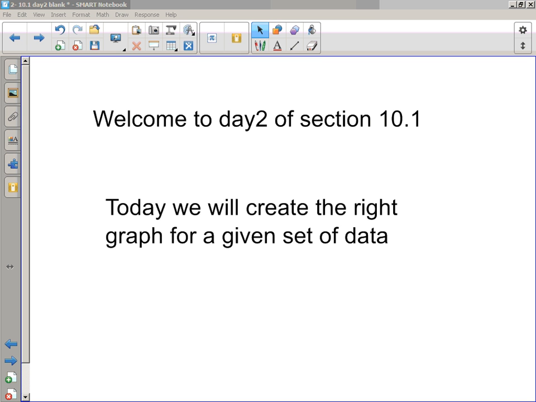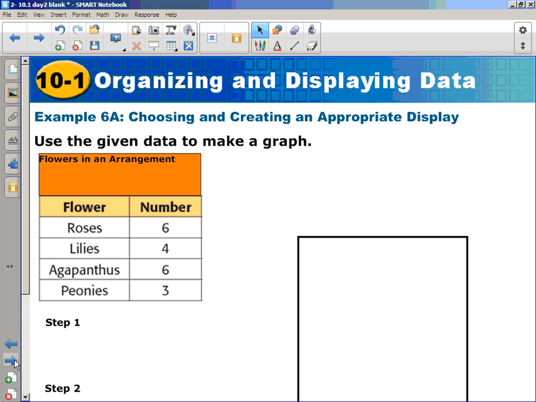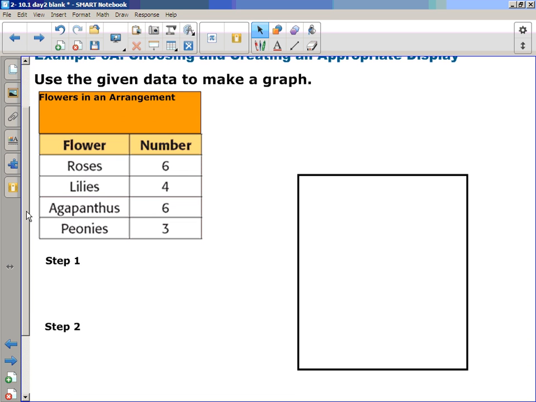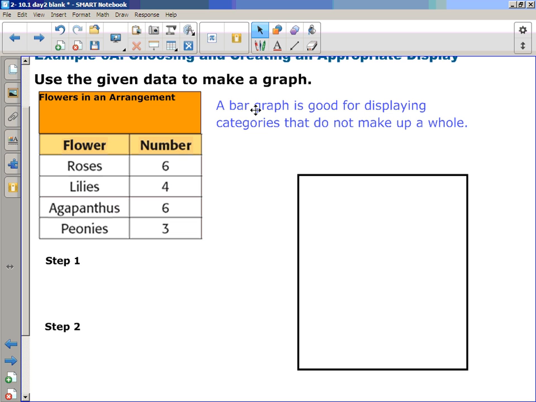We're looking at the second day where we create the right graph for a given data set. For example, use the following data to make a graph. When we look at this graph, we want the graph to be good for displaying categories. If it made up a whole of everything, we could look at a circle graph, and actually in this case, the circle graph would work as well, but we're going to go with a bar graph here.